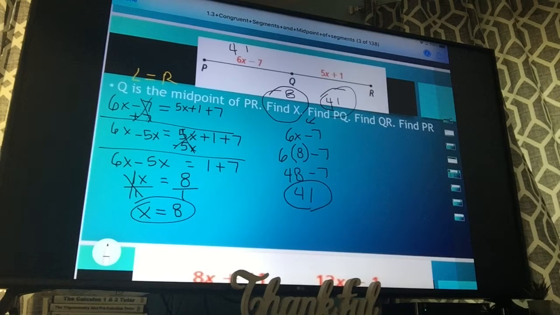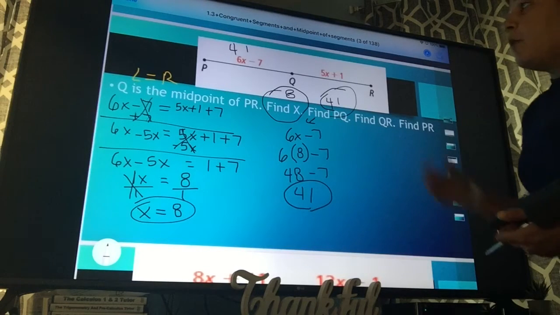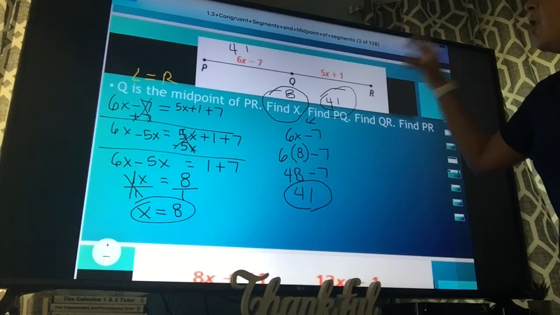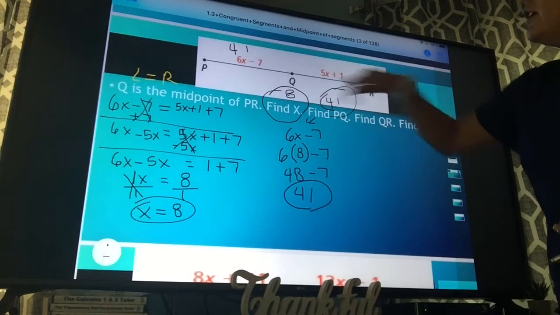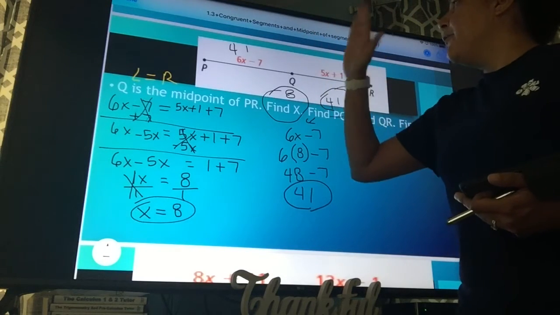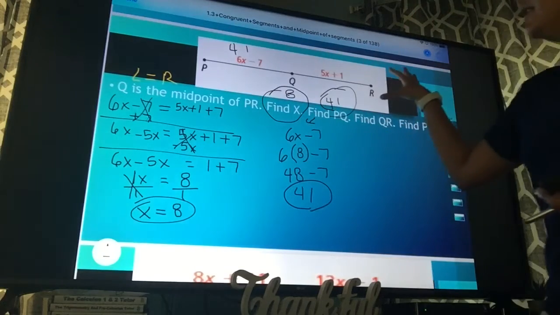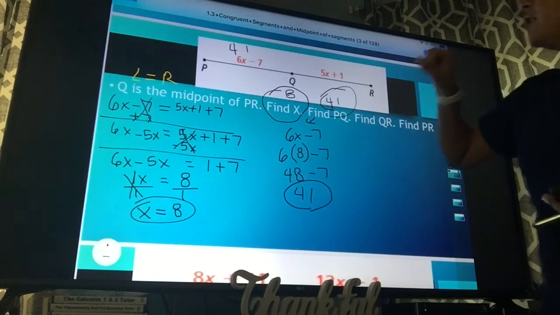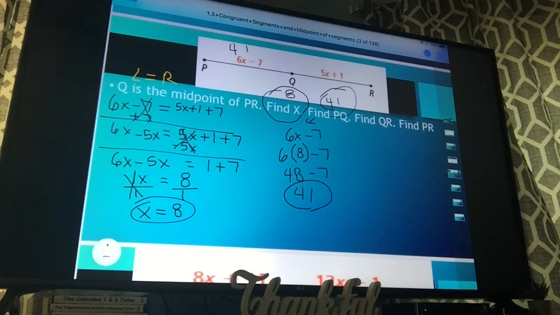Now, here's the great thing about midpoints, and I want you to think about this. What do we know about the segment in general? We know that Q is the midpoint, the middle point of this segment. If we split this segment in half, this side should equal this side. So if this one is 41, what is the other side? It's 41. Without doing any more math, once you find one, you can find all the rest. If PQ is 41, then QR has to be 41 because Q is the midpoint.